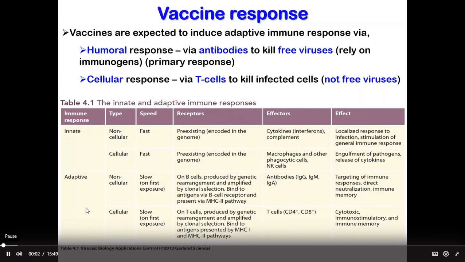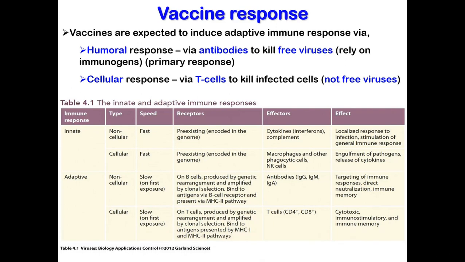So whereas the immunoglobulin therapy that we just talked about is passive immunity, specifically artificial passive immunity, vaccine-induced immunity is known as artificial active immunity because vaccines induce the adaptive immune response. And the vaccines induce the adaptive immune response via the humoral response, which is via antibodies to kill the free viruses, so the virus is not in cells, and then the cellular response, which is via the T cells to kill infected cells, where the virus is in the cell.